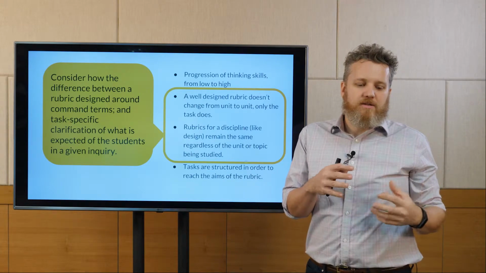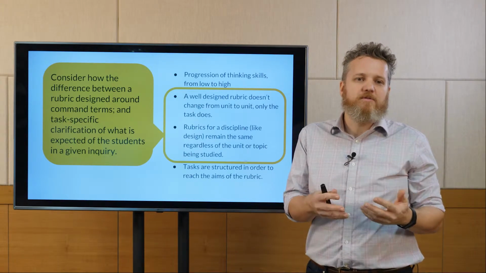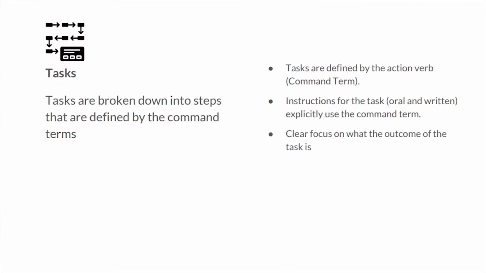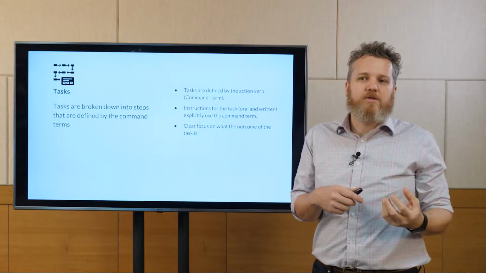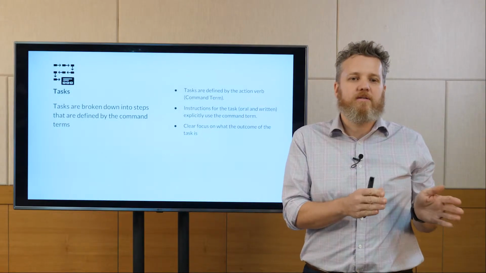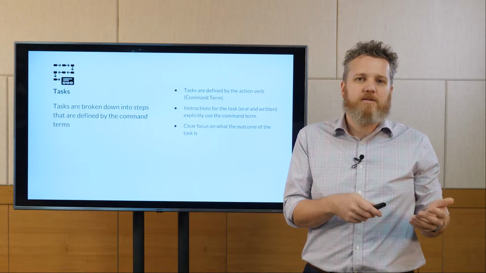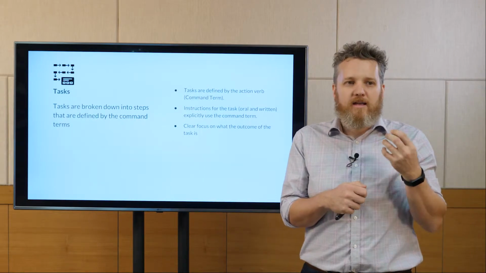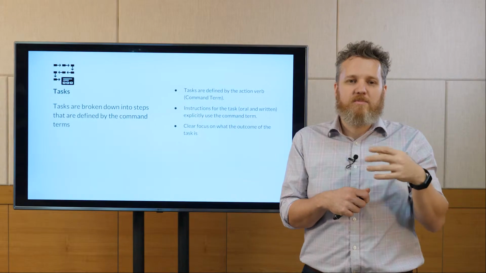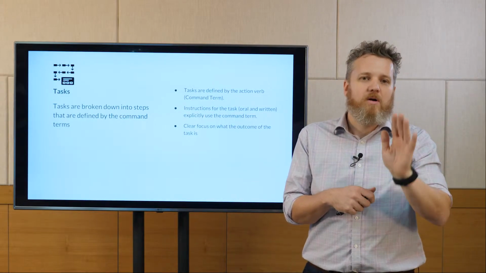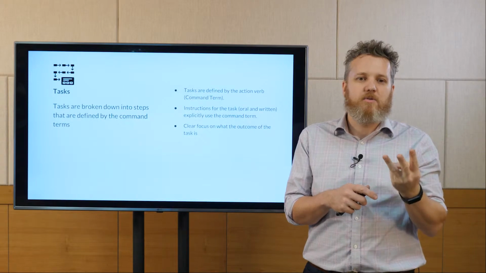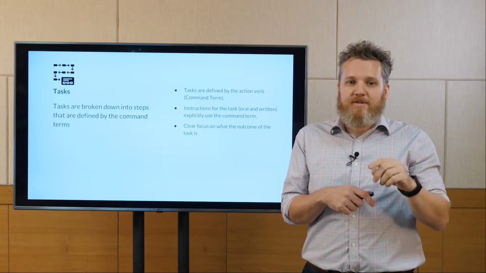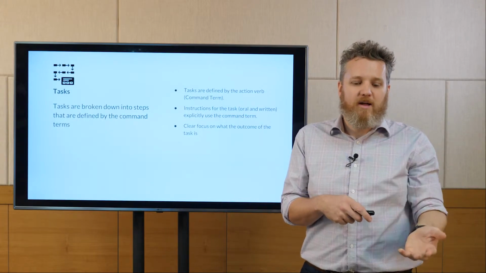So as a teacher, we need to consider the difference between how we organize our command terms and also the task-specific clarifications that we give to the students about what it is that we're expecting them to do. Okay? When we look at our tasks, we want to make sure that we're defining the tasks with the command term so that it's clear what it is that we're expecting students to do. When we give instructions for the tasks, again, we want to really be clear with the students and make sure that we're saying that we're asking you to describe or explain or justify. Each of those three words is a command term, and we're asking students to do one of those things, and we as teachers need to be very specific about that.